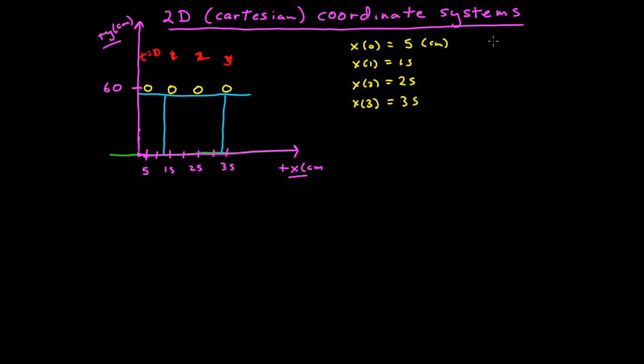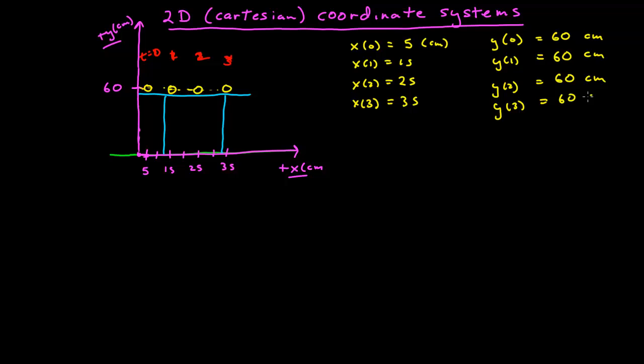But we also need its location along the y-axis, which, for this example, is 60 at every point in time. So y at 0 is 60 centimeters. Y at 1 is 60 centimeters. Y at 2 is 60 centimeters. And y at 3 is 60 centimeters. Not a particularly interesting example, but I want to highlight the idea that you now have to keep track of each coordinate separately.